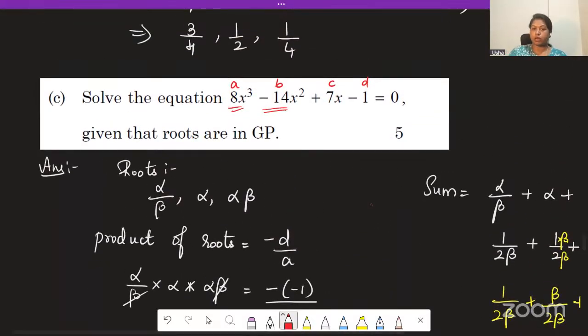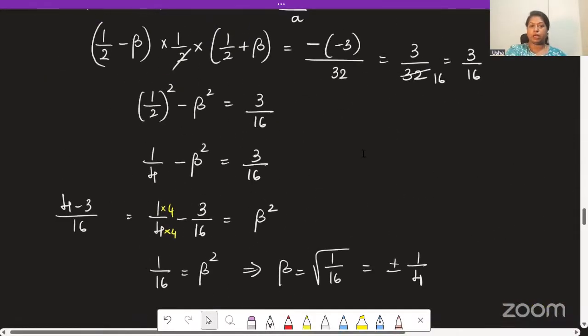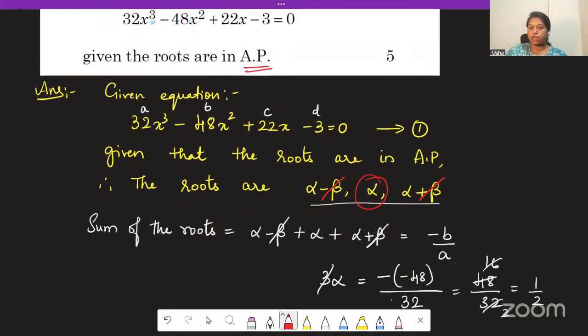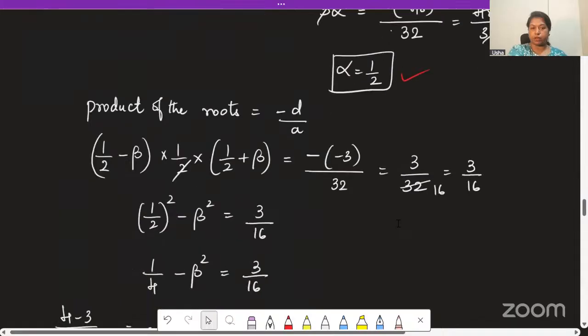They'll ask you to solve an equation and they will tell you whether the roots are in AP or GP. So you know the starting point. If roots are in GP, this is how you will assume the roots to be. And if roots are in AP, you will take the roots as alpha minus beta, alpha and alpha plus beta. If you're taking this, first find the sum. Sum gives you the alpha answer. Then you find the product. In this, you substitute the alpha value and find out the beta value.